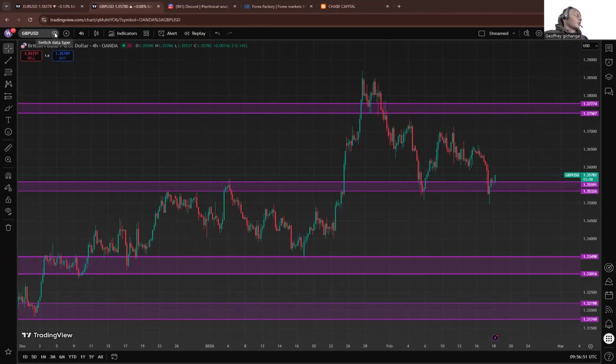Also on the video, when I'm going to talk about supply and demand, I'll also show you how to plot these levels, how to identify them on different timeframes, and also how to be able to execute from these levels professionally. All right. So we're going to get into that in a bit. So this is what we have on GBP USD.